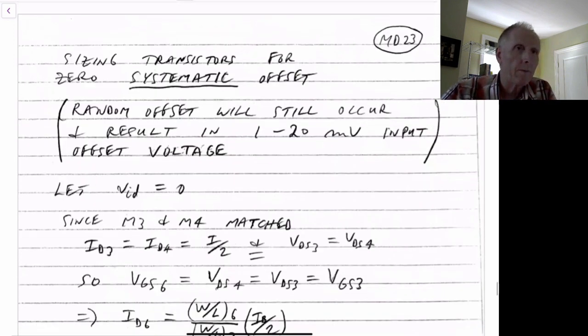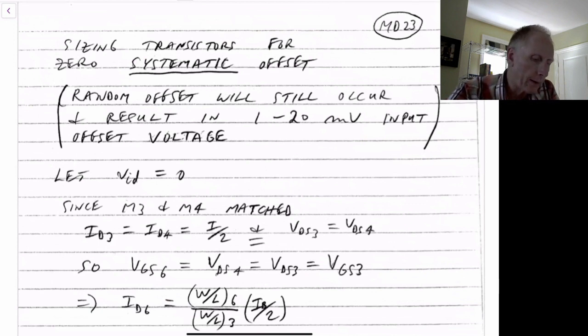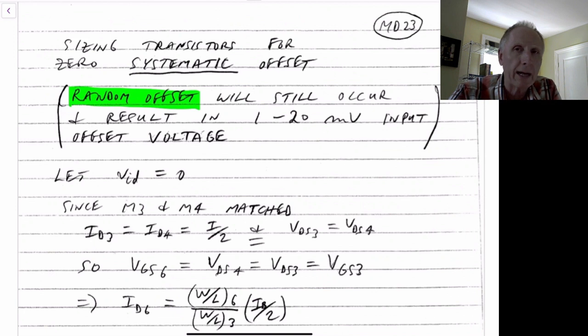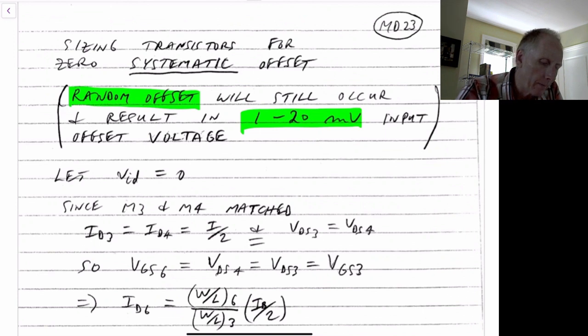Now, we'd like to size the transistors such that we have zero systematic offset. There's always going to be random variations between our transistors, but we don't want to design it such that it always has an offset, that even if there's no random variations, if the VTs match, the W over Ls, there's no mismatches, it turns out we could design it to have an offset, and we don't want to do that. We'd like to design it so it has zero offset. So the random offset is still going to occur, and that could result in some 1 to 20 millivolts, but we don't want to have 10 or 20 millivolts of extra offset that's always there. We'd like the random offset to be around 0.